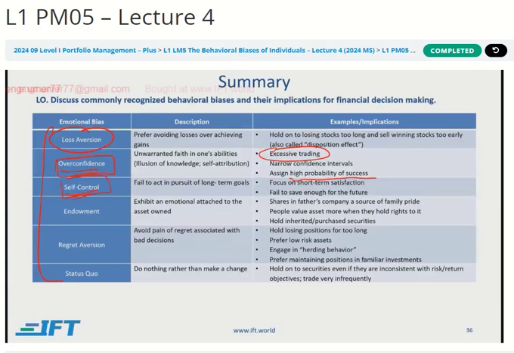Feeling in control, no, sorry, this is not the illusion of control. This is self-control bias, which basically is not compromising on your consumption today and saving for tomorrow, right? Instead of saving for tomorrow, not only do we use all our income in consumption today, we even borrow. So this is failing to save enough for the future. Endowment. Getting attached to a certain asset.